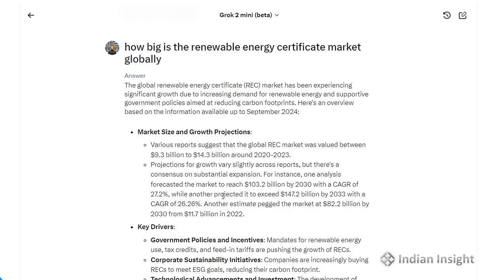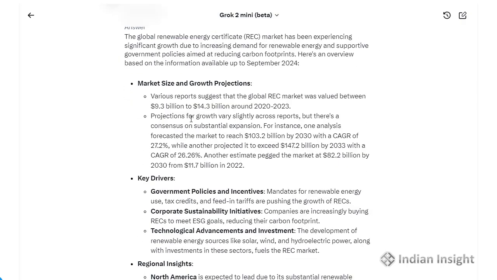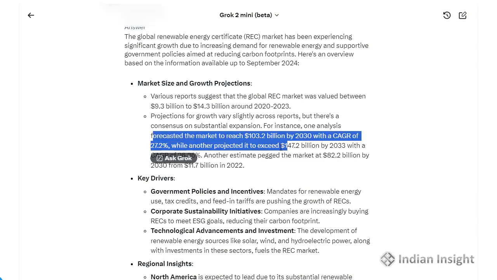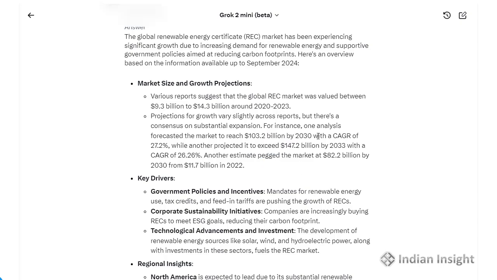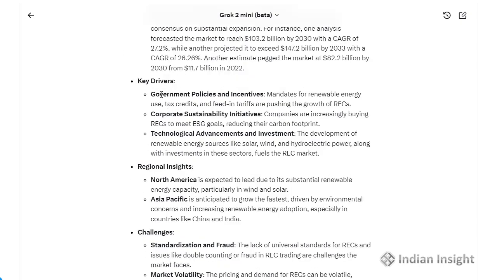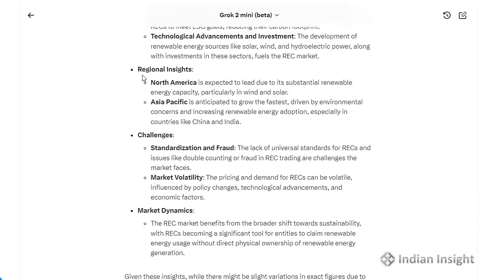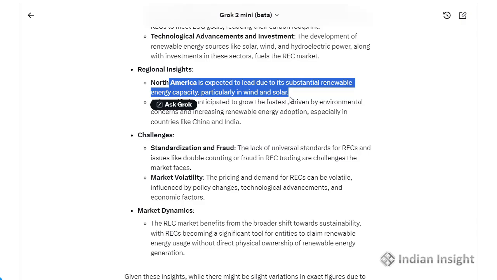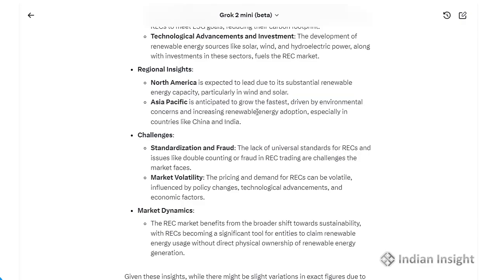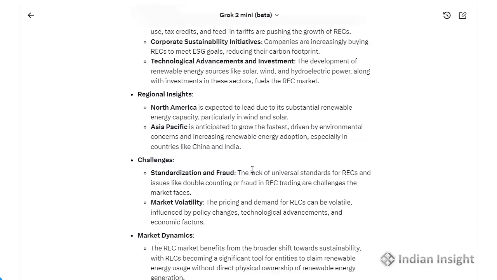So here it says that the REC market has seen significant growth. It is valued between $9.3 billion to $14.3 billion during this period. It also tells you the forecast, which is about 103 billion by 2030, with a growth of around 27%. It also mentions the key drivers, and in regional insight, it says that North America is expected to lead. Asia Pacific is anticipated to grow the fastest, especially in China and India.